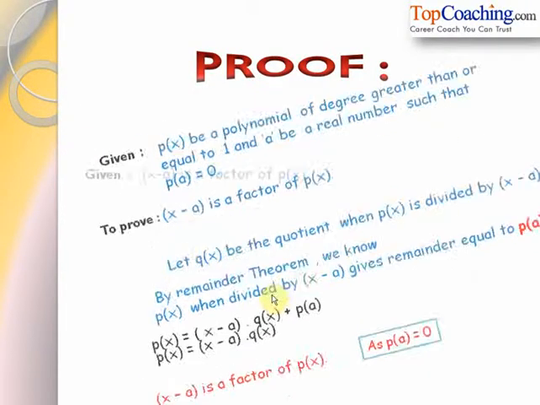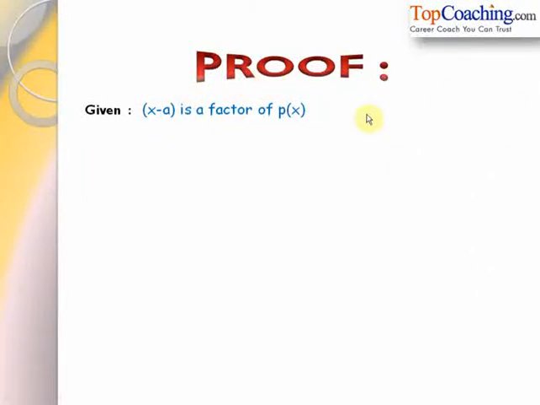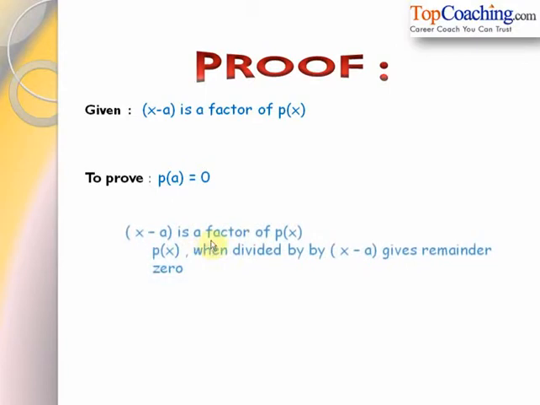Now let's look at the proof of the converse of the factor theorem. So now given to us is x minus a is a factor of p of x. What we have to prove is p of a is equal to 0. Now x minus a is a factor of p of x, so p of x when divided by x minus a gives the remainder 0.